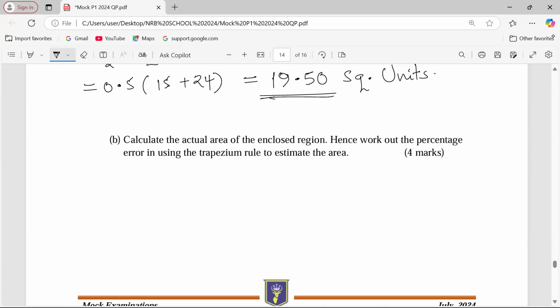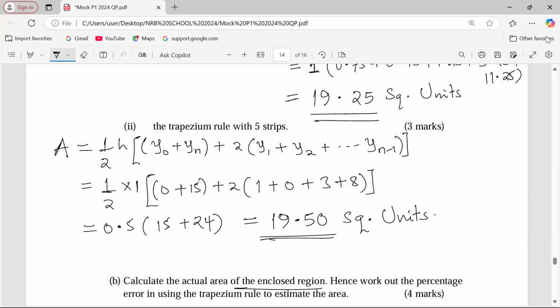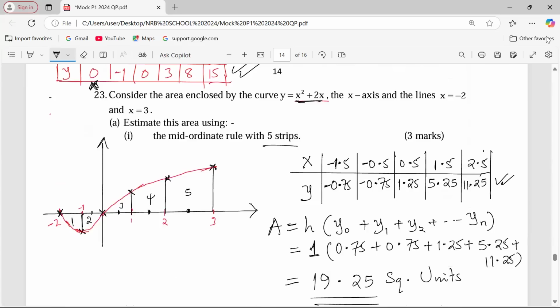Calculate the actual area enclosed by the same region. Hence, work out the percentage error using the trapezium rule to estimate the area. So let's get the actual area. Actual area is the area done using integration. Now, the reason why I sketched this curve is in case there was a question on integration, we may know how to play around it.